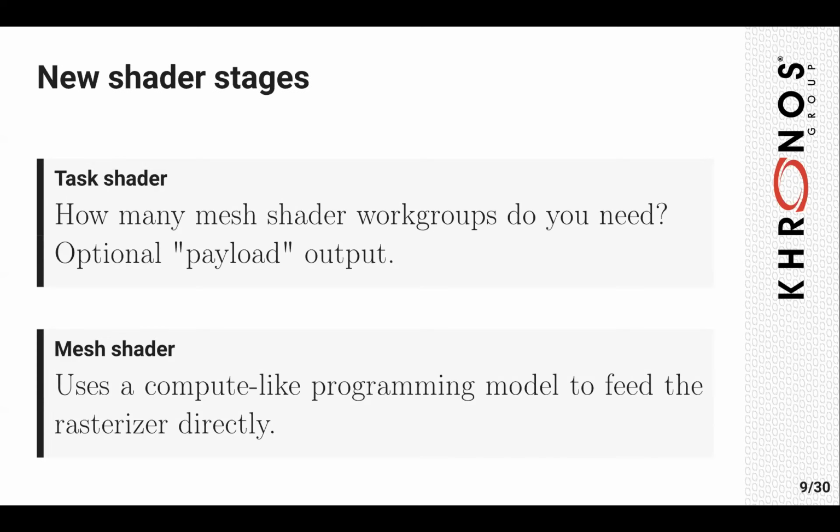So the two new stages that you get in this new kind of pipeline are, first, the task shader. The primary purpose of the task shader is to determine how many mesh shader workgroups you need to launch. And additionally, they might have a payload output. Practically, I would say we will always need some payload output, but some effort needs to be taken to minimize this. And the other new stage is, of course, the mesh shader, which uses a compute-like programming model, and it can feed the rasterizer directly.